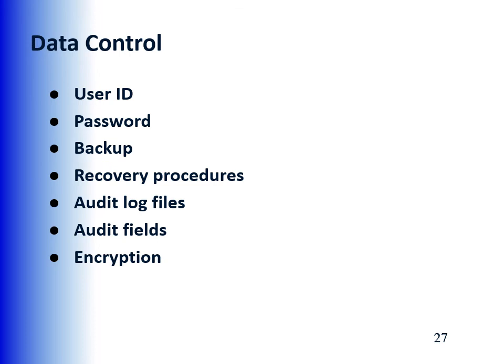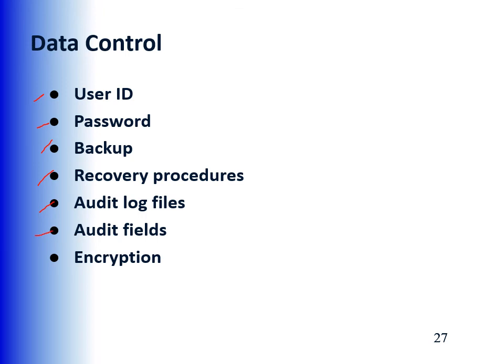Okay, these are the examples of data control. Users use a proper user ID and password to access a file or database. All system files and databases must be backed up regularly. Recovery procedures can be used to restore the file or database to its current state at the time of the last backup. Audit log files, which record details of all accesses and changes to the file or database, can be used to recover changes made since the last backup.